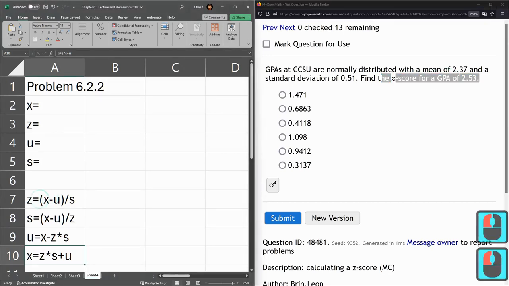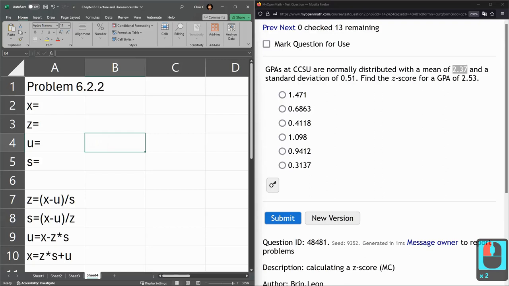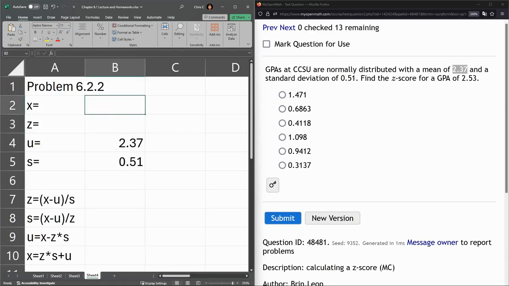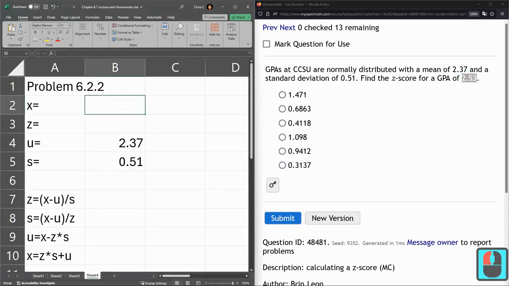So we're going to use this right here. And let's go ahead and pay attention to what the values are in our problem. So the mean is 2.37. That's u, also known as mu. S is a standard deviation, 0.51. We want to know the z-score, and our value, x, is 2.53.